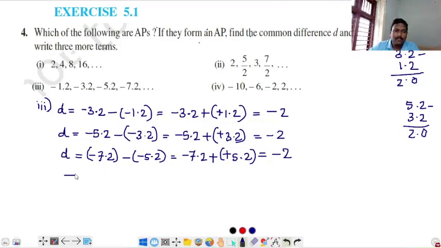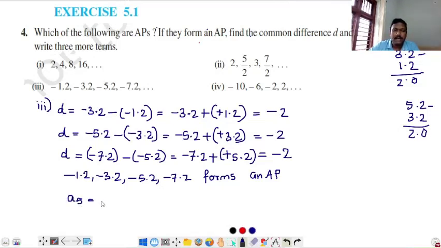So we can say −1.2, −3.2, −5.2, −7.2 forms an AP. Now if they form an AP, we have to find the next terms. Next terms means we have to find the common difference, which we have to add. So this is A1, A2, A3, A4. Now next we have to find A5.